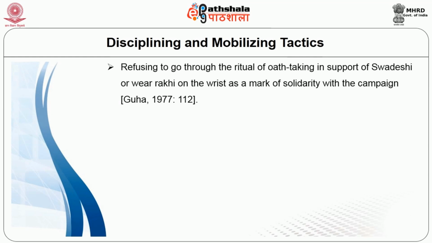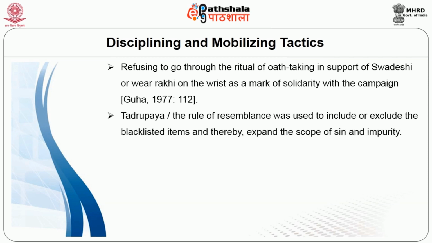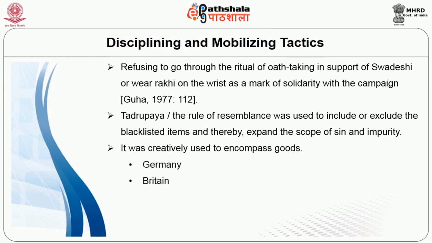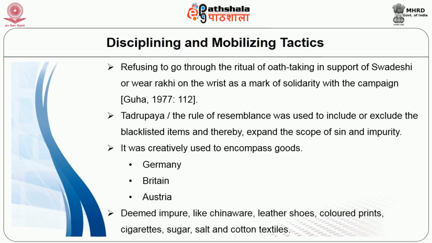For instance, refusing to go through the ritual of oath-taking in support of Swadeshi or wearing Rakhi on the wrist as a mark of solidarity with the campaign. Moreover, Tadrupaya, the rule of resemblance, was also used to include or exclude the blacklisted items and thereby expand the scope of sin and impurity. It was creatively used to encompass goods from Germany, Britain and Austria deemed impure, like chinaware, leather shoes, colored prints, cigarettes, sugar, salt and cotton textiles.